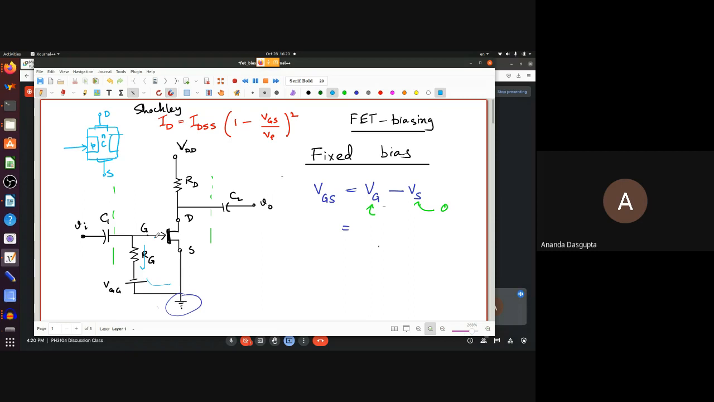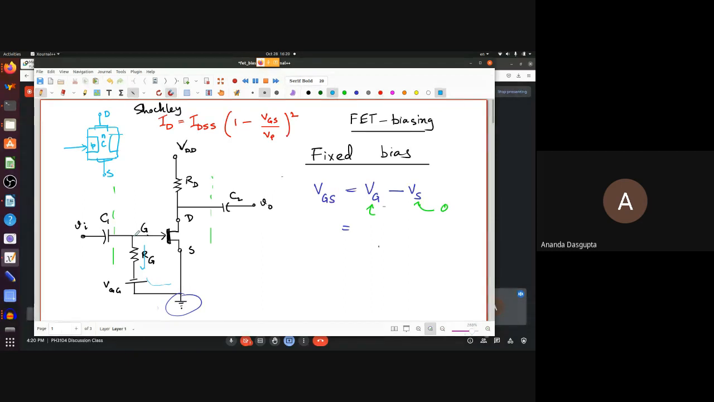Now, gate to source, the current is almost zero. So the current through RG will be nearly zero. The voltage drop across RG will be nearly zero. Good. So how much will the voltage at G be? VG, how much is that?